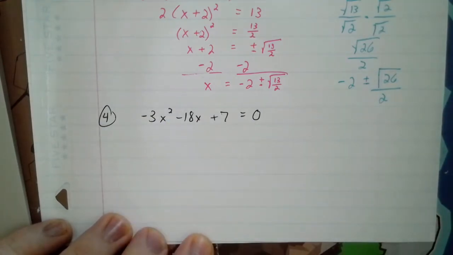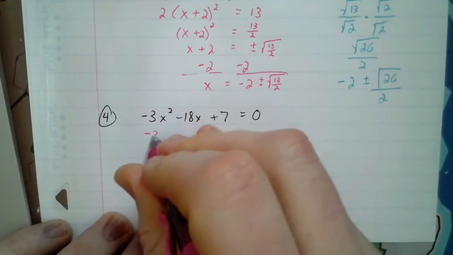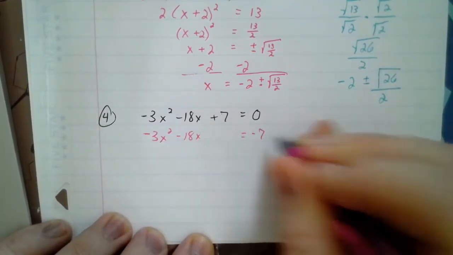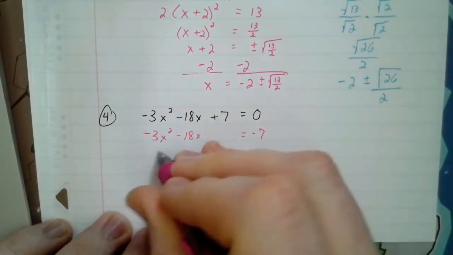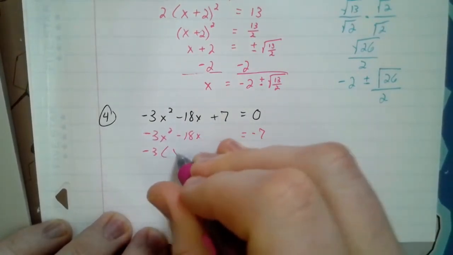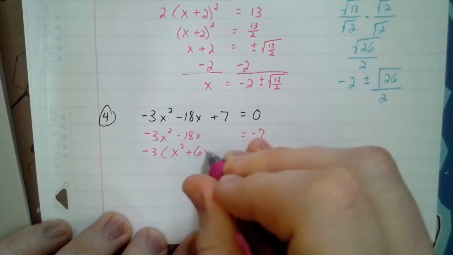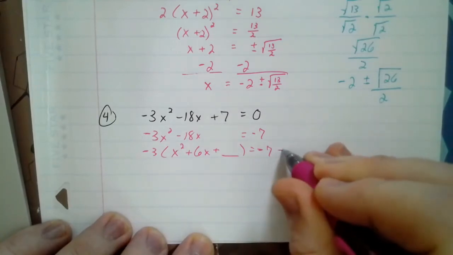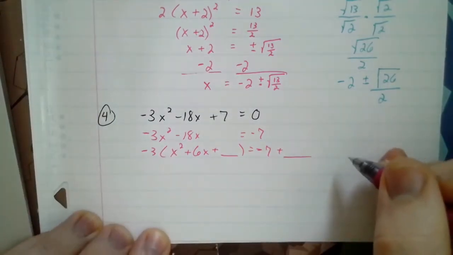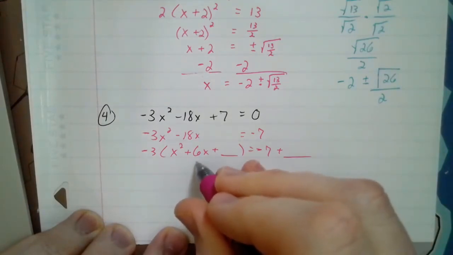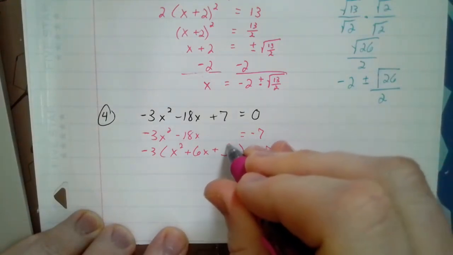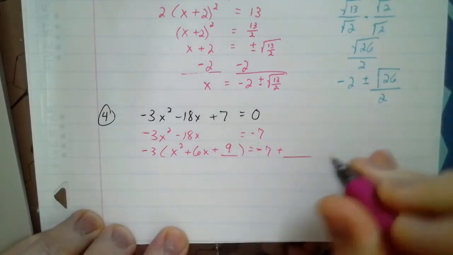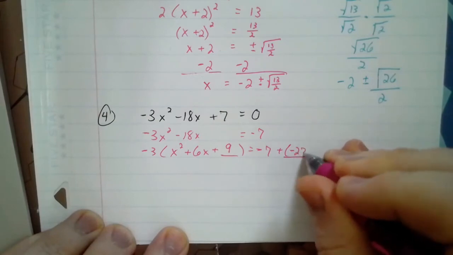So I'm going to subtract 7 from each side. I get negative 3x squared minus 18x equals negative 7. I'm going to factor out a negative 3. We've got negative 3 times x squared plus 6x plus blank equals negative 7 plus blank. Okay. Now here, half of 6 is 3. 3 squared is 9. So by putting a 9 here, I've actually added negative 3 times 9, negative 27.